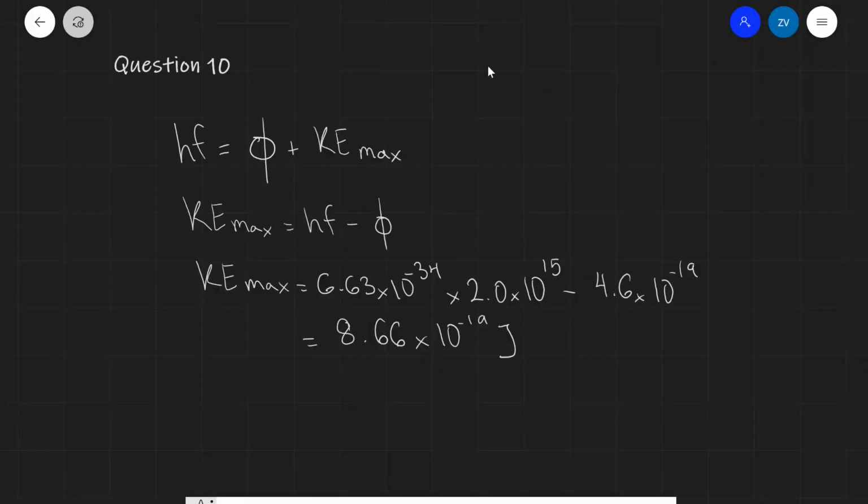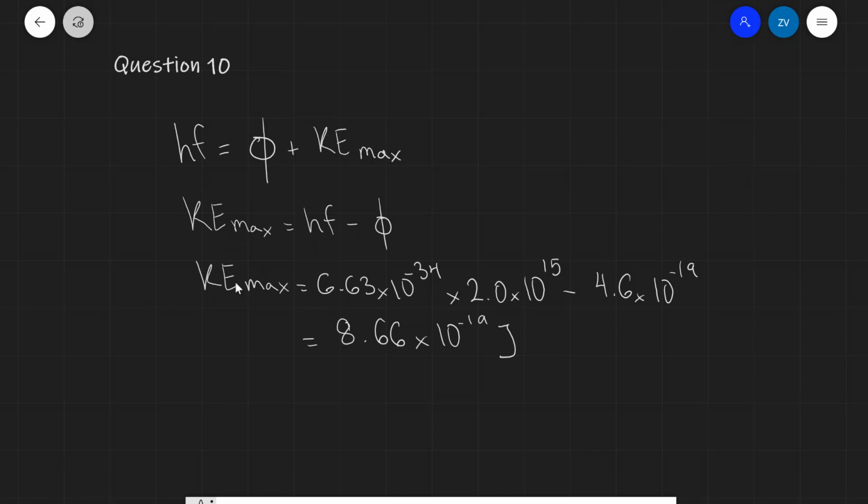Question 10. This question is all about Einstein's equation. So we're going to use hf is equal to the work function plus the maximum kinetic energy, where hf, of course, is the energy of the incoming photon. h is just Planck's constant and f is the frequency. Okay, so in this case, we're really looking for the kinetic energy. So K max will be equal to hf minus the work function, i.e.